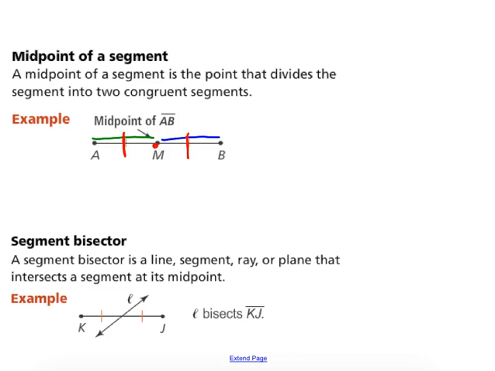Now, a segment bisector, think of it as like a knife. You're cutting something. It's something that cuts something into two equal pieces. So, in our example here, we have a line L is bisecting our segment KJ. And again, remember, we know that because it's telling us by these little tick marks that from here to here is equal from here to here. And that is a segment bisector. Something that cuts the segment into two congruent pieces.